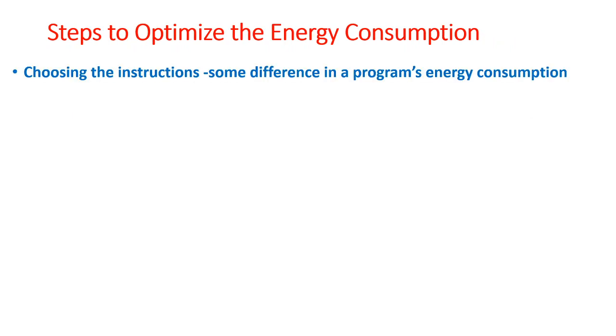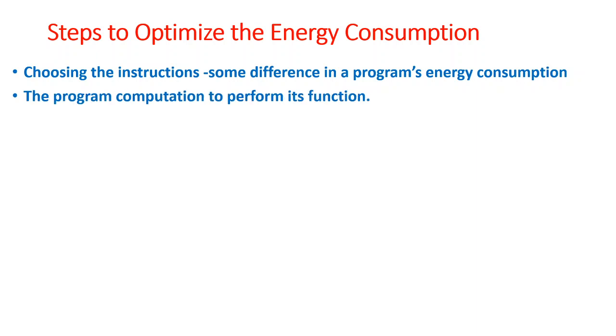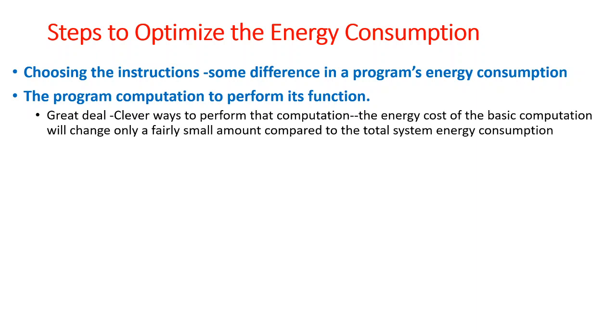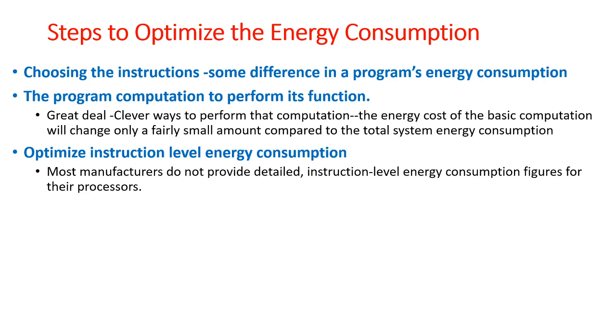The second thing is choosing instructions differently so they consume much less power. For example, multiplying by 2 consumes a little more power than using a shift register, a left shift. At that time, it will do the same multiplication operation, but the power consumption will be less. Next is instruction level energy consumption. Actually, this must be given by all the microprocessor manufacturers, but it's mostly not given by the manufacturer. This has to be found by the programmers.